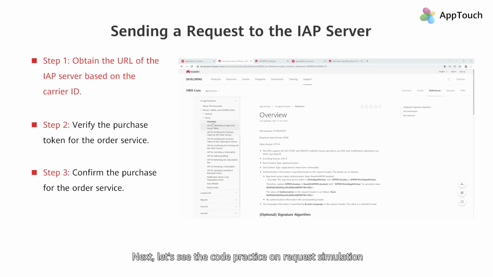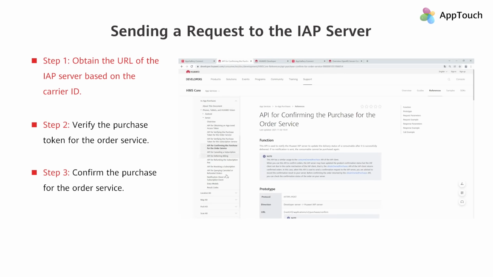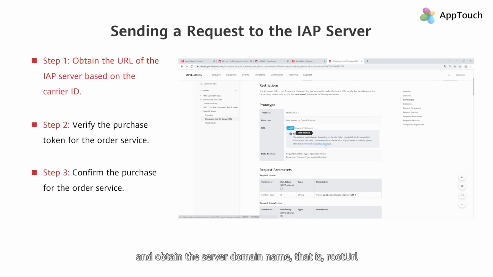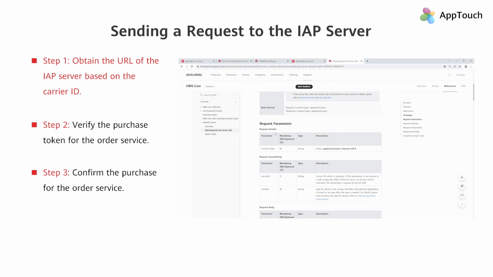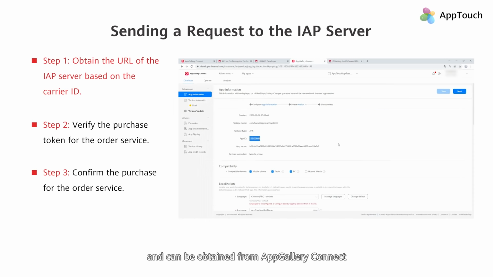Next, let's see the code practice on request simulation on your server for IAP. This page shows the APIs related to the Huawei IAP server. We will introduce 2 common APIs as examples. Open the OpenRS server document and obtain the server domain name, that is, root URL. Pay attention to the request body and parameters, including carrier ID and client ID. Carrier ID indicates a carrier ID, and client ID indicates your app ID, which is allocated when your app is created and can be obtained from AppGallery Connect.